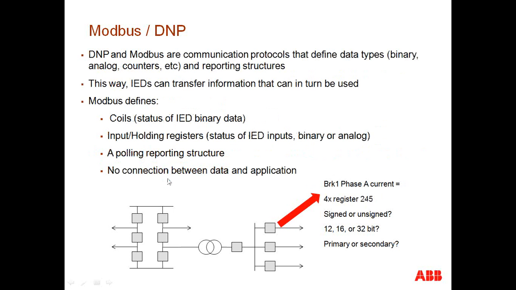So when we look at this picture right here, let's call this breaker 1. We have breaker 1 phase A current. From a Modbus perspective, this would be a 4X holding register number 245. That actually creates more questions. Well, is this a signed number or an unsigned number? Okay. Is this a 12, 16, or 32-bit analog value? Is the value being reported in primary or secondary?